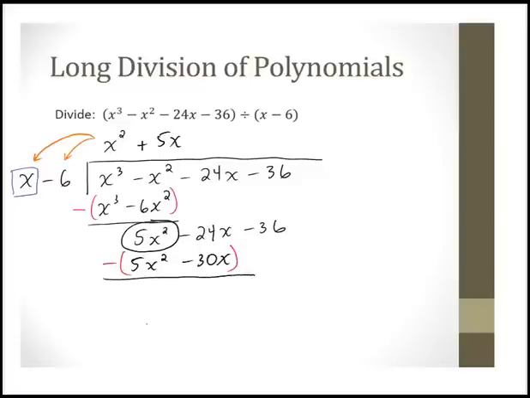5x squared minus 5x squared is 0. Negative 24x minus negative 30x, that's negative 24 plus 30, that's 6x. And we bring down the rest, minus 36. We repeat the process. X divides into 6x 6 times. Distributing back, 6 times x is 6x. 6 times negative 6 is negative 36. Subtracting that entire line.